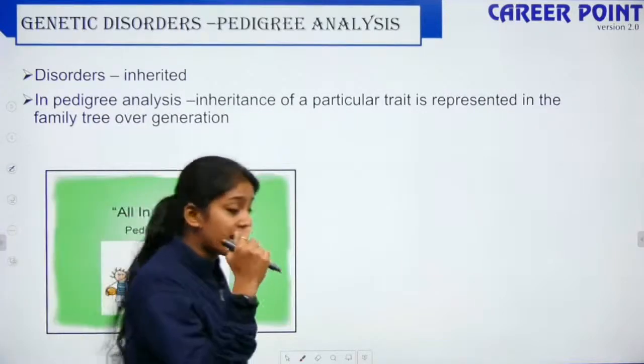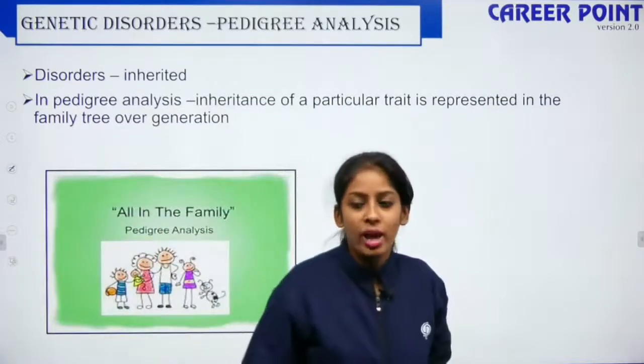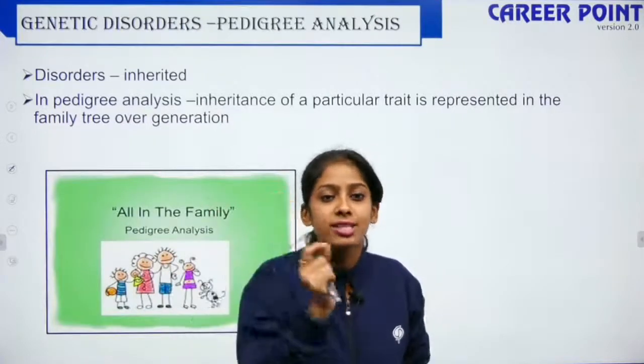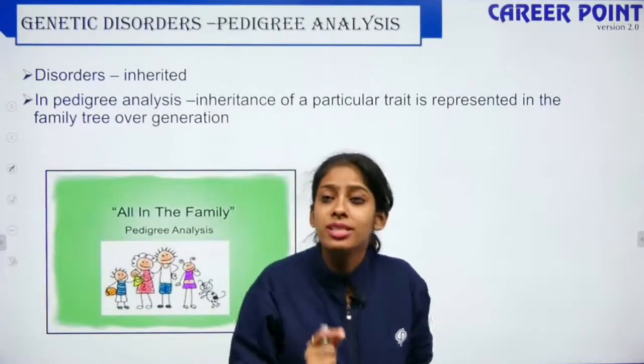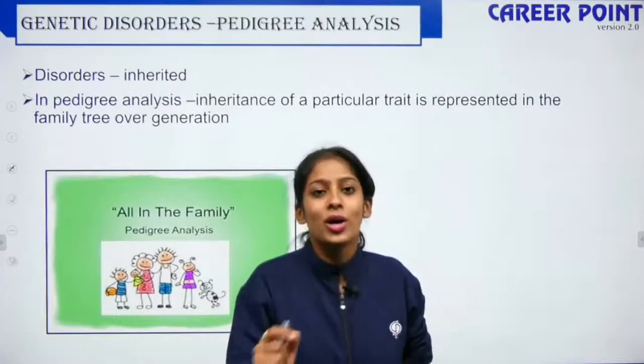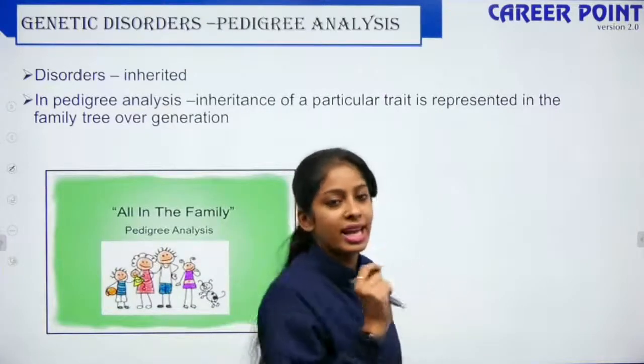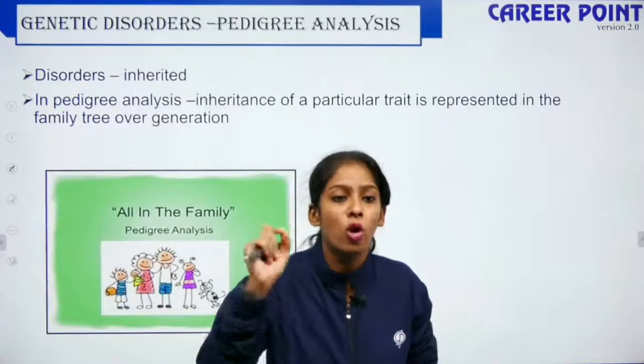Sometimes you say it happens in the genes. Yes, everything is in the genes. Sometimes cancer is also hereditary. Diabetes is also hereditary, right? So in these cases, a pedigree analysis helps us trace back the origin.